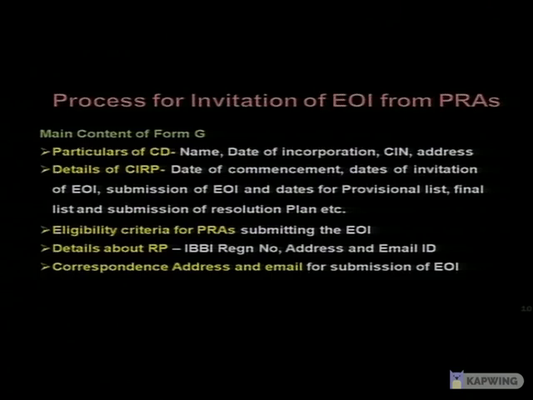Then, what is the eligibility criteria for prospective resolution applicants for submitting the EOI? Then the details of the RP: what is the resolution professional's registration number, what is his address, what is the email ID, and then the correspondence address and email. So these are the main contents of a Form G, wherein the particulars of the corporate debtor, the particulars of the company, the particulars of the resolution professional, the correspondence address, and most importantly, what is the eligibility criteria to submit an EOI needs to be given.